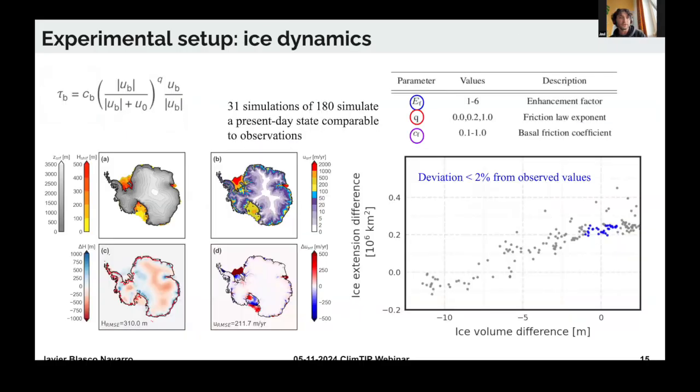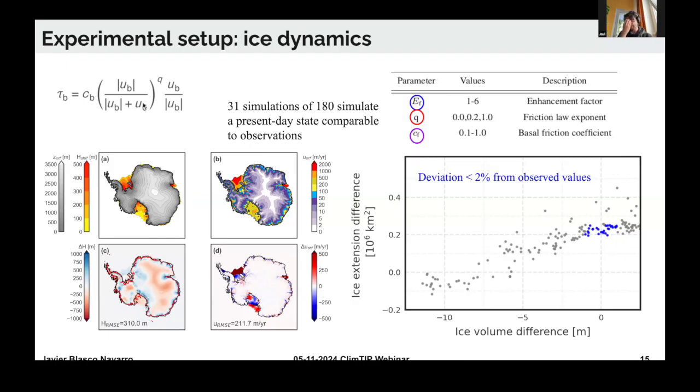And the other source of uncertainty that we investigate is ice dynamics. So for the Antarctic ice sheet, we can estimate the surface velocity from satellite data. The problem is we don't know how basal velocities behave. And the reason we don't know this is because the radar cannot penetrate to the basal levels and measure the velocities. So we need to use some parameterizations to estimate how basal friction behaves.